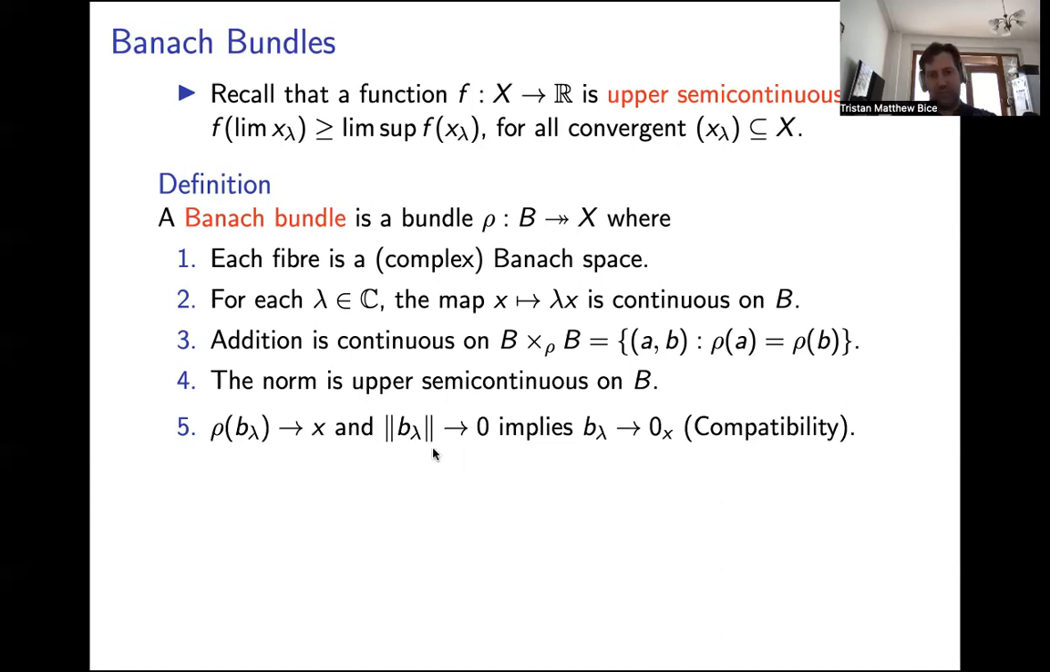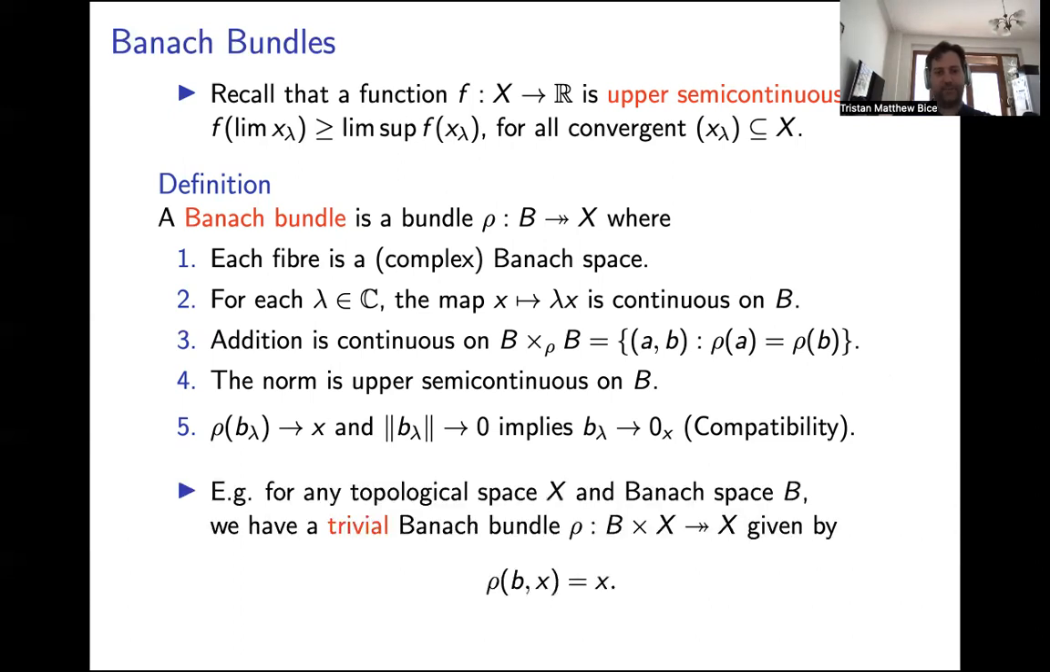And it says something you would naturally expect, right? If I have some collection of elements in the total space, B lambda, some net, and if I project them to the base space, they approach some x. And if I further know that the norms of these B lambdas go down to 0, well, then as you would expect, B lambda has to approach 0_x in the topology on B. If the norms are getting smaller, of course, you would expect this to be true, right? But it doesn't follow automatically from the previous assumptions, so this is something you have to state explicitly. And so there you have it. These are the defining properties of a Banach bundle.